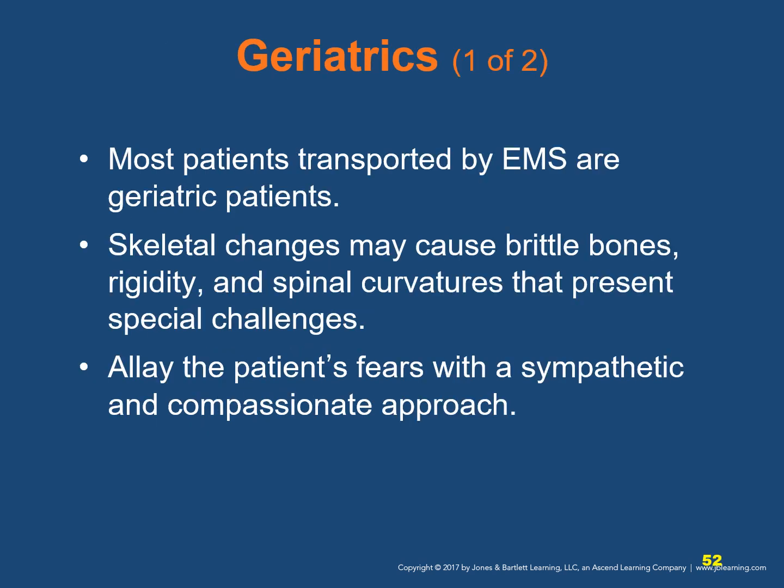Now we'll talk about geriatrics. Most patients transported by EMS are geriatric patients. There are skeletal changes in older people that may cause brittle bones, rigidity, and spinal curvatures. These present special challenges in packaging and moving older patients. Many patients cannot lie supine on a backboard or scoop stretcher without causing further injury. Consider geriatric-specific immobilization devices such as a vacuum mattress.